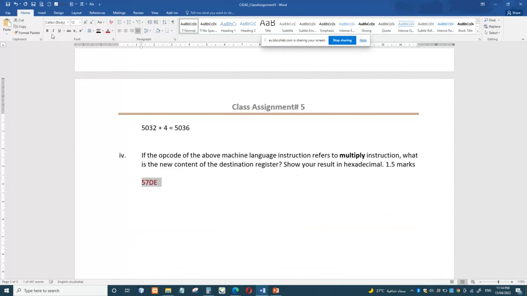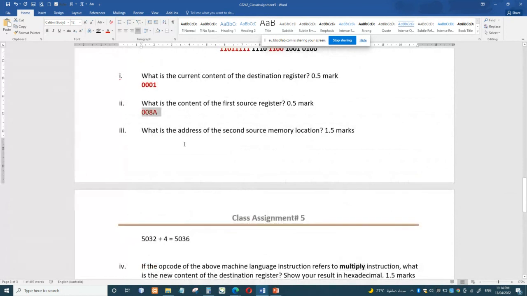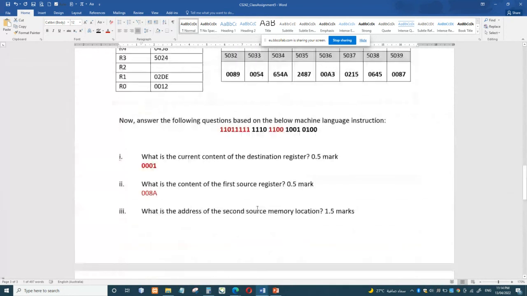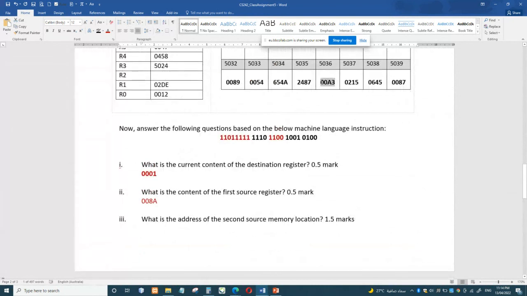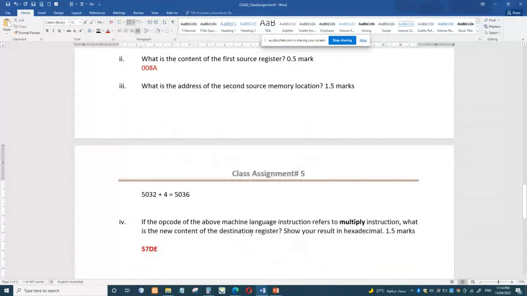Are you understanding what I'm saying? If the opcode of the above machine language instruction refers to a multiply instruction, then what is the new content of the destination register? Show the result in hexadecimal. Since your first source operand is 008A, the second source operand is stored in memory location 5036, which contains 0083. So you multiply them, and the result will be stored in your destination register. This is the result after multiplying. Are you understanding?